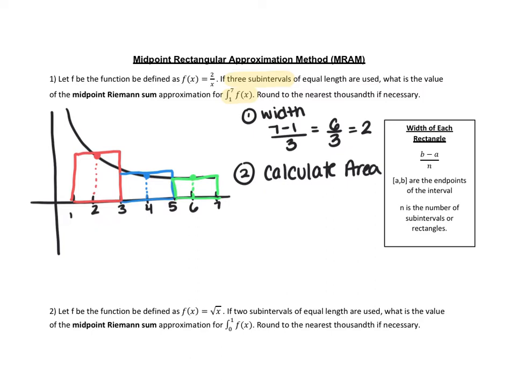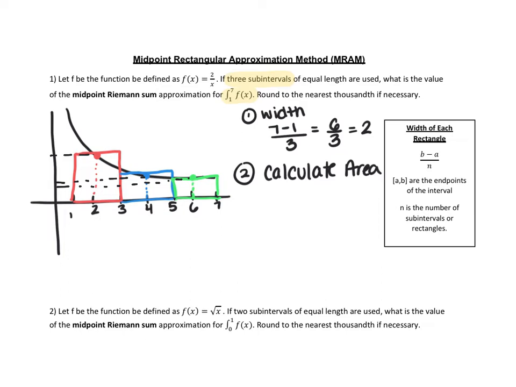To find the heights of the rectangles, we need to find the height at 2, the height at 4, and the height at 6. So I need 3 different heights now. So here, here, and here. Sorry, that's not the best picture.